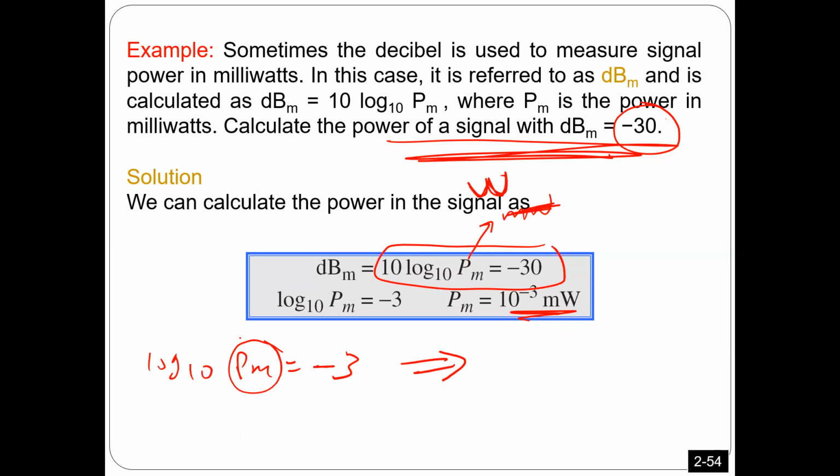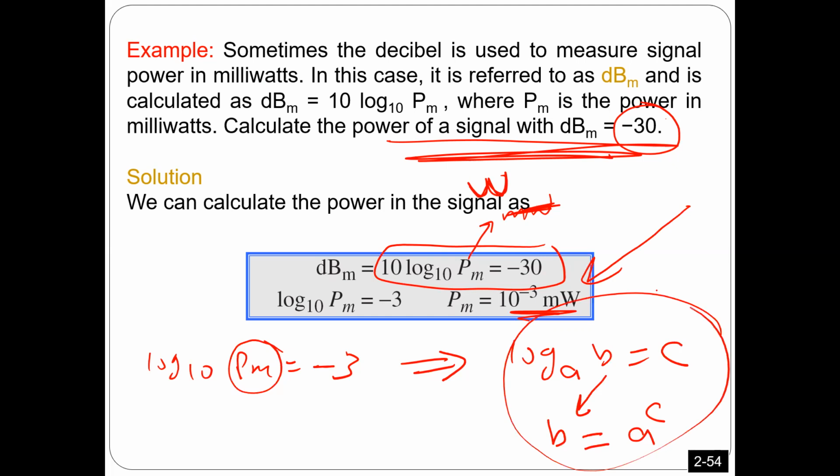Okay. In log, if you have log A of B equals C, can anybody tell me? There is a relation between A and B and C. Can anyone remember this relation? B equals A to the power of C. Okay, this is logarithm. So if you have log A of B equal to C, that means B is equal to A to the power of C. In order to calculate this one, I can use this without the need for a calculator. So here I can say PM equals 10 to the power of minus 3 watt.